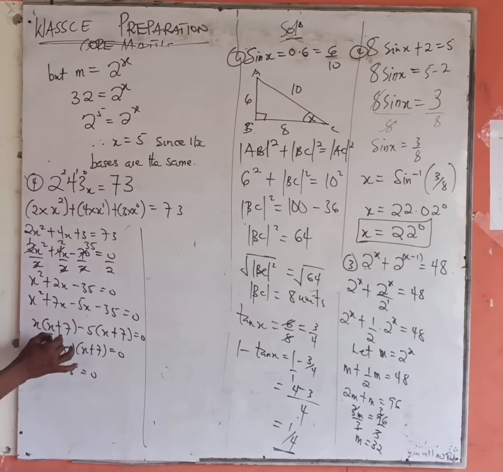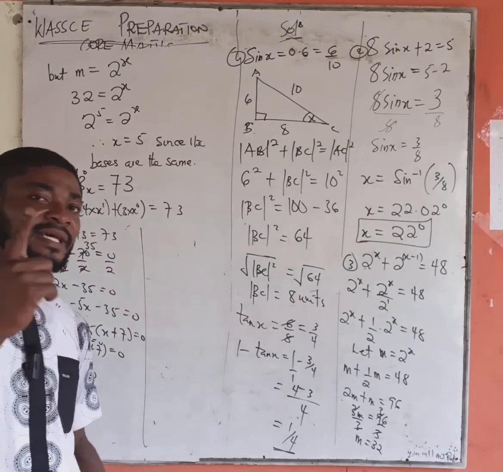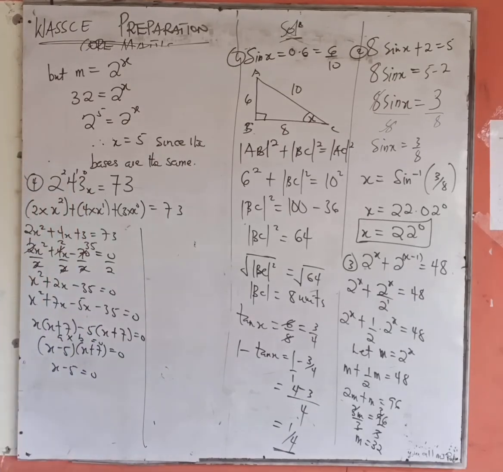It's just like having a times b is equal to 0. There is no way you multiply two numbers and you get 0 unless one of the numbers is 0. How do we know which of them is 0? We take the first one equate to 0, we take the second one equate to 0, and that is how you'll be able to know. So if that is the case, I get x is equal to 5, or x plus 7 is equal to 0, x is equal to negative 7.